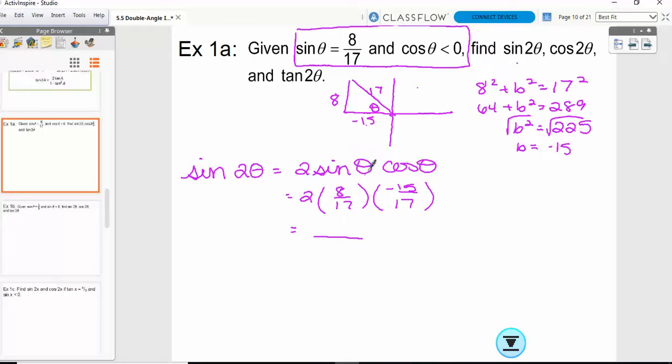So then we just multiply. So we get negative 240 over 289.